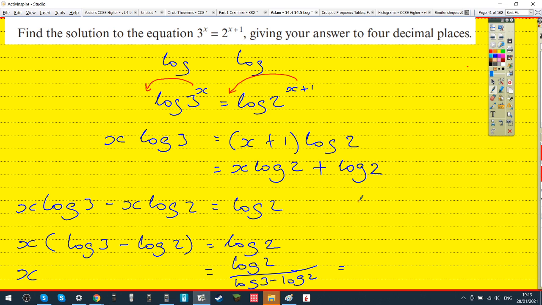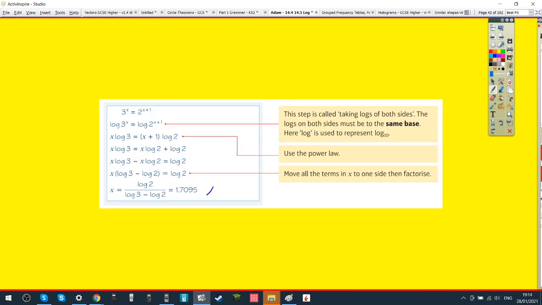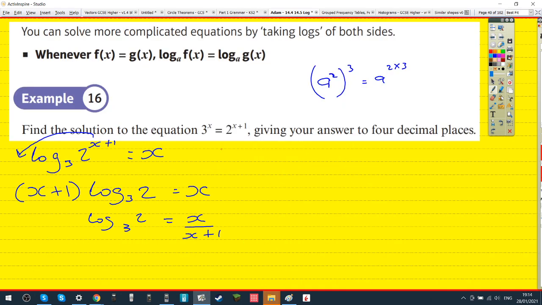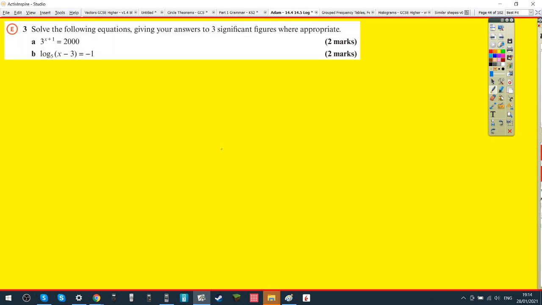Which gives you 1.7095 to 4 decimal places. 0.95. Yeah, maybe we should just stick to this way. It's very, very similar. All right, we'll log both sides when x is on both sides. Do it that way. Okay.